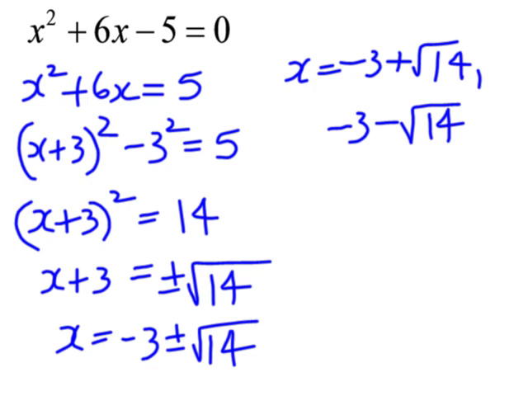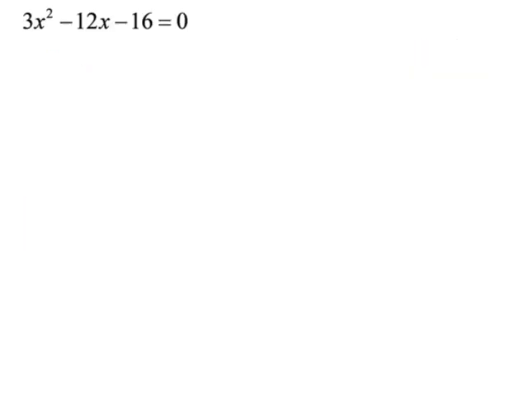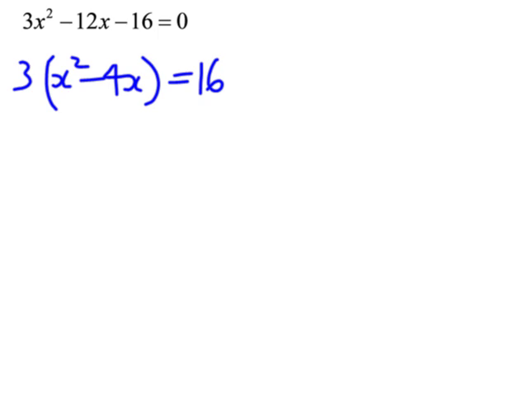Okay, let's look at another one. Now, you can see here, this one now has a coefficient of x squared. We need to, first of all, isolate x squared minus bx. So we need to take out the 3. This one's not too bad. Put the 16 across on the other side. And you can see here we have x squared minus 4x is now equal to 16 on 3.